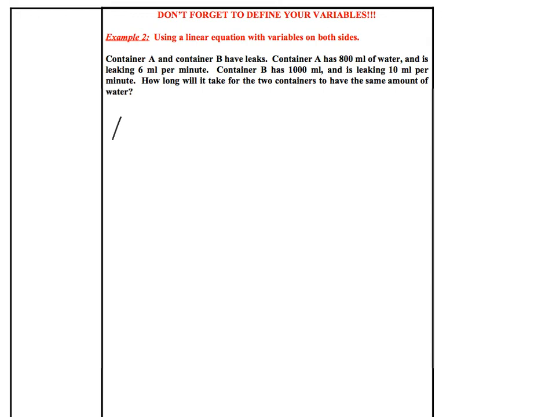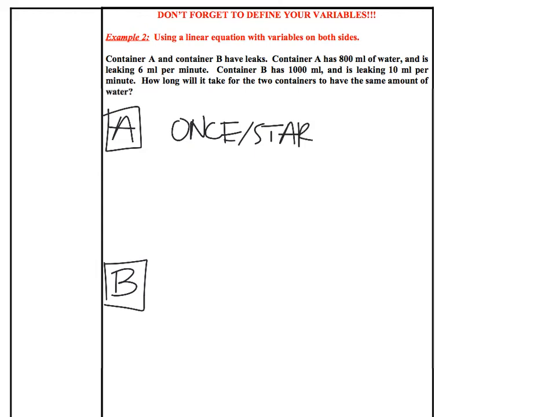So for A and B, I need you to look for what happens once, or what you start with, and what happens over and over, or every time. You're going to do that for both. Okay, discuss with your partner, write those numbers down. Go for container A, container B.